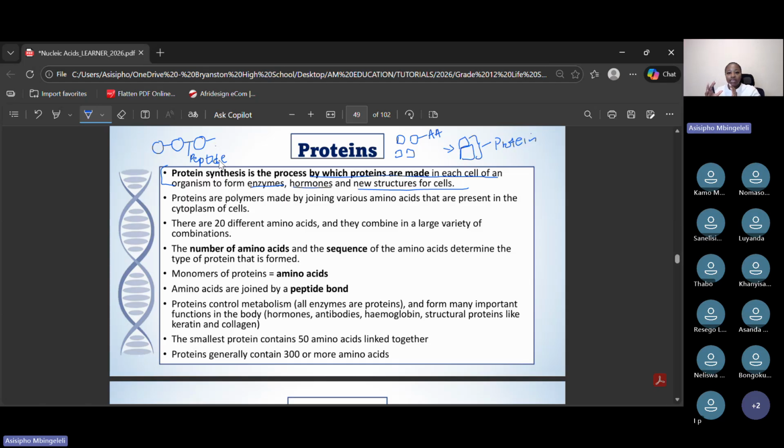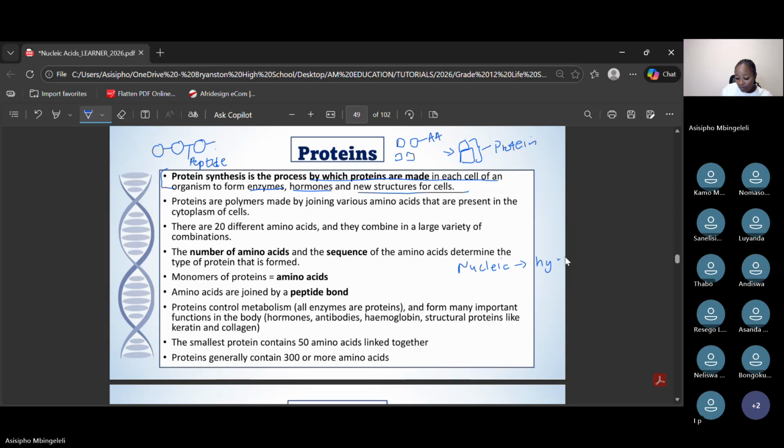We need to remind ourselves, when we spoke about the nucleic acids, the bonds that we spoke about there were the hydrogen bonds. So this is supposed to be hydrogen, right? Then when we speak about proteins, the bonds between the amino acids are called peptide bonds. So let's not mess this one up.